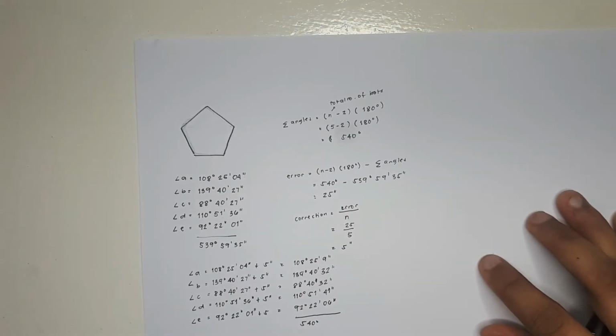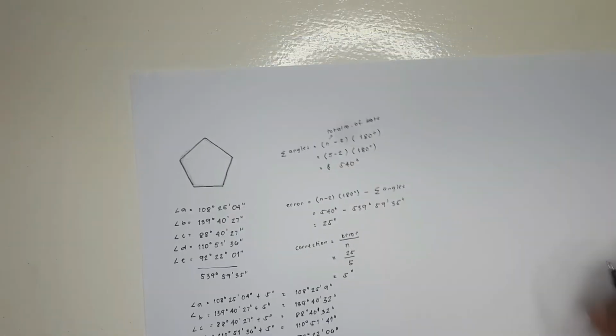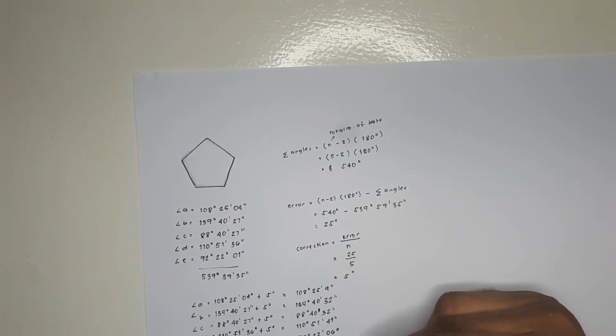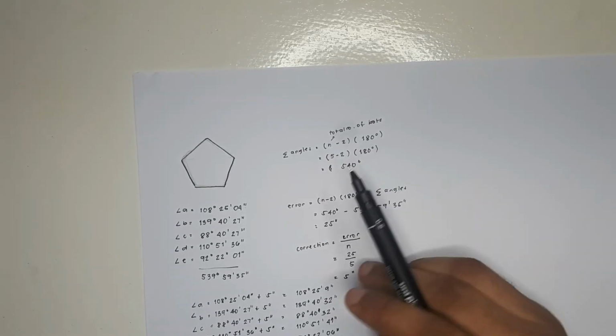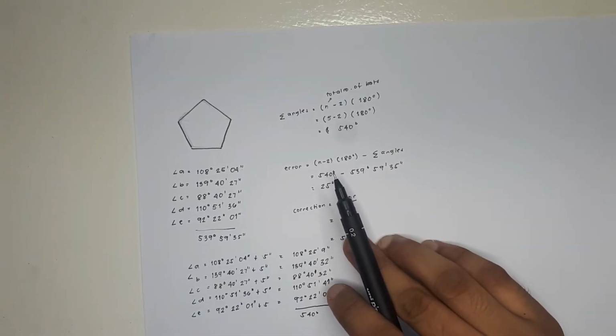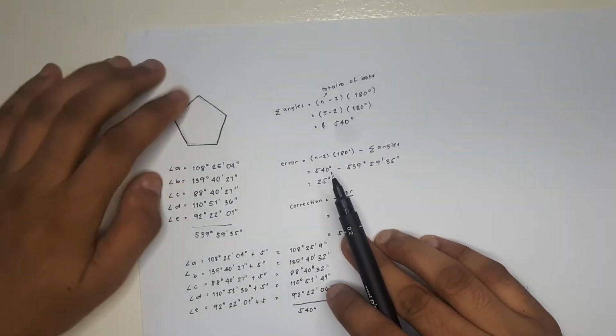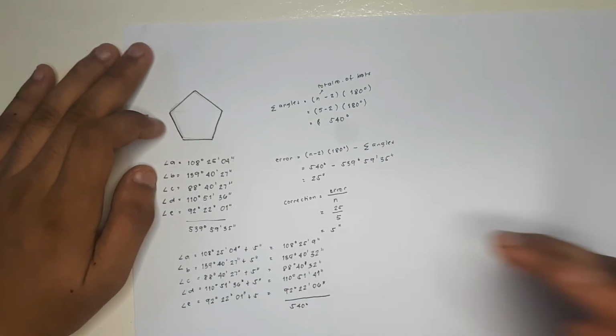540 degrees. So there you have it. Our summation of all angles is now equal to our total degrees. So that means that our given polygon is now balanced.